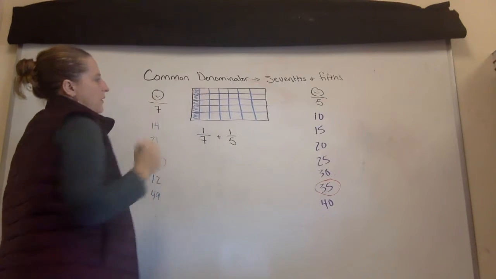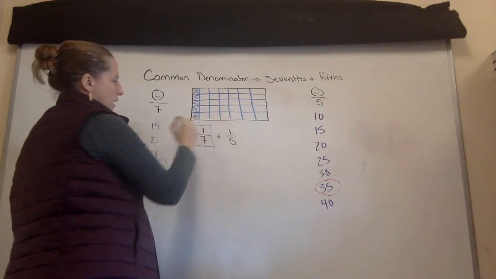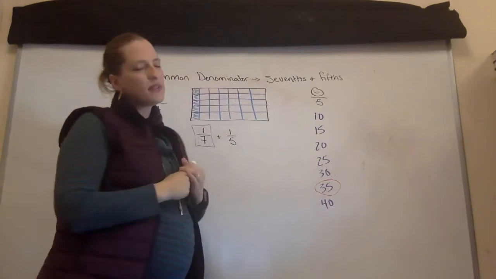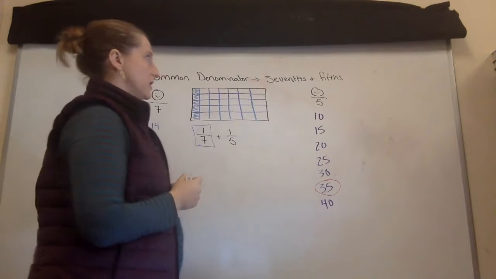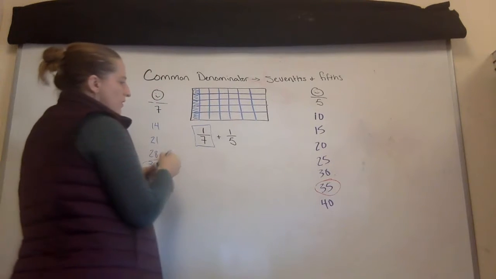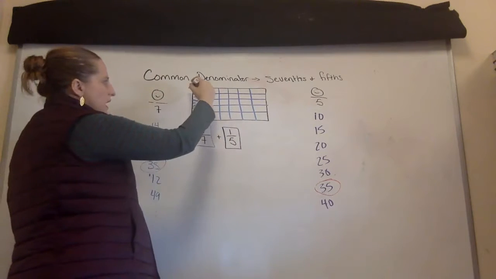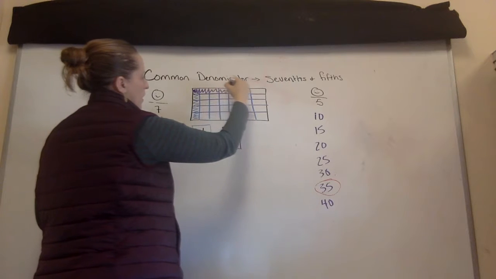If I shade in one of those blue bars, that's 1/7. So I've shown 1/7. Now, I have to be a little bit careful here, and we're going to talk more about this when we get to our addition of fractions section. But to show 1/5, I need to color in one little bar here, one little row here.